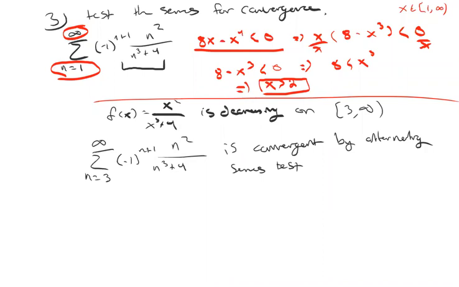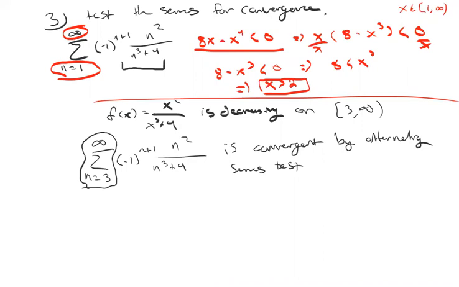Okay, and it's because the limit is 0 and it's decreasing on the interval 3 to infinity. So that's why these indices work this way. Okay, so the infinite part of it is convergent. So adding back the first 2 terms that we're missing is not going to affect the convergence at all. It's still going to be convergent. We're just adding and subtracting a finite number of finite things.